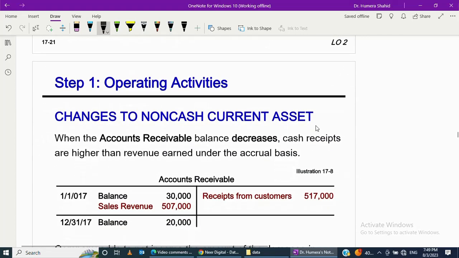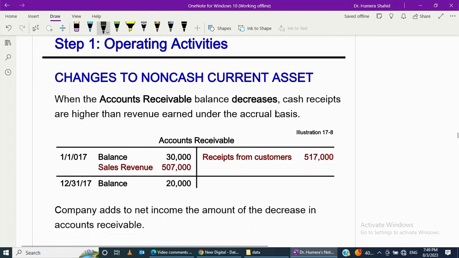In the current assets section, the first current asset is accounts receivable. If you see the accounts receivable opening balance, check the balance sheet. Last year it was 30,000. This year you have 20,000, right? So how much change is happening? That is 10,000. It is decreasing. Why? Because you collected the money from them.